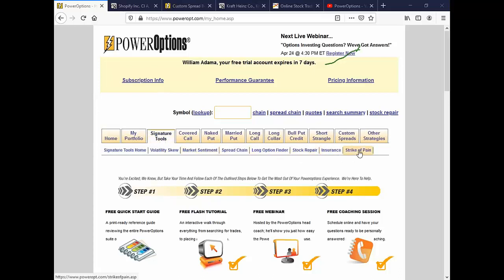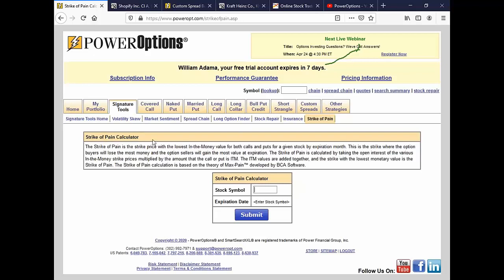This is based on the max pain calculation that came out in the 80s. The max pain theory was developed by BCA software. We're allowed to use it. We just had to change the name.